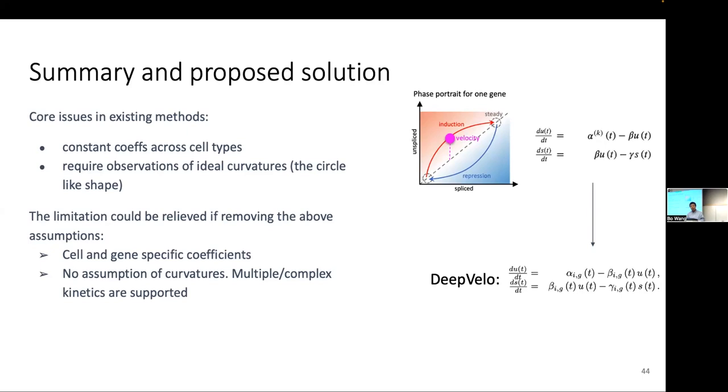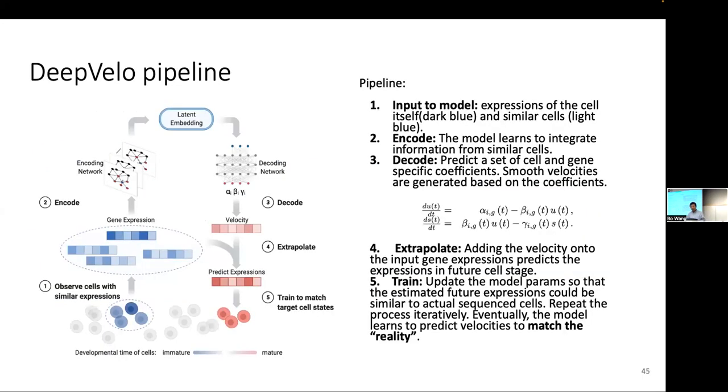We want to totally remove the strong assumption behind the original velocity. I won't talk too much about the DeepVelo pipeline, but again, it's an encoder-decoder structure as in the variational autoencoder. However, instead of a simple MLP, the encoder uses a specific deep learning model called a graph convolutional neural network. From the encoder, we map the cells into a latent embedding. Then the decoder, instead of simply decoding the original expression, decodes all the cell-specific, gene-specific parameters in the differential equation of velocity.